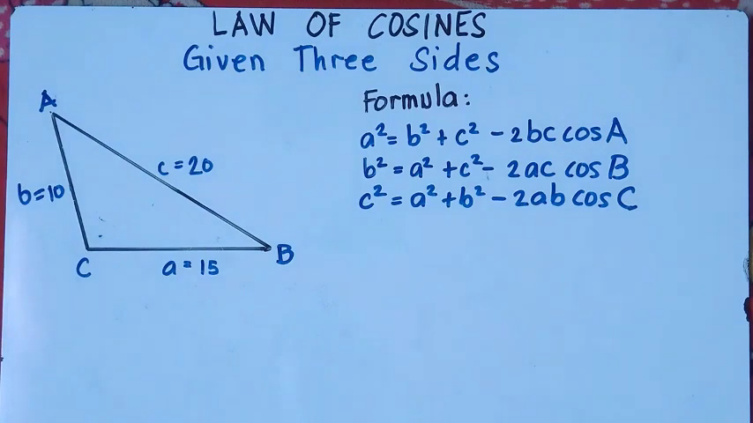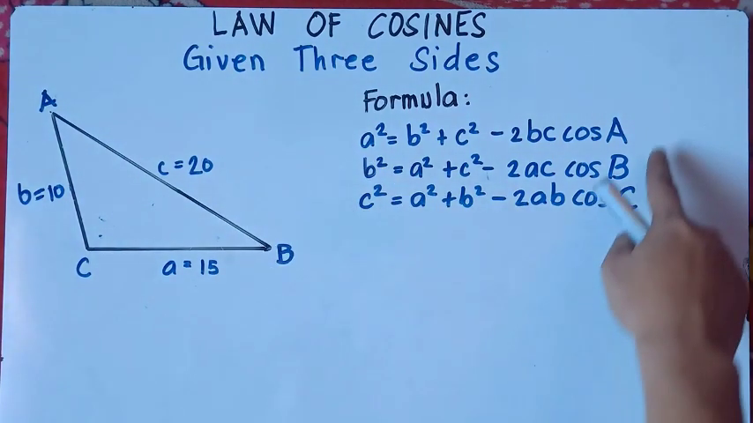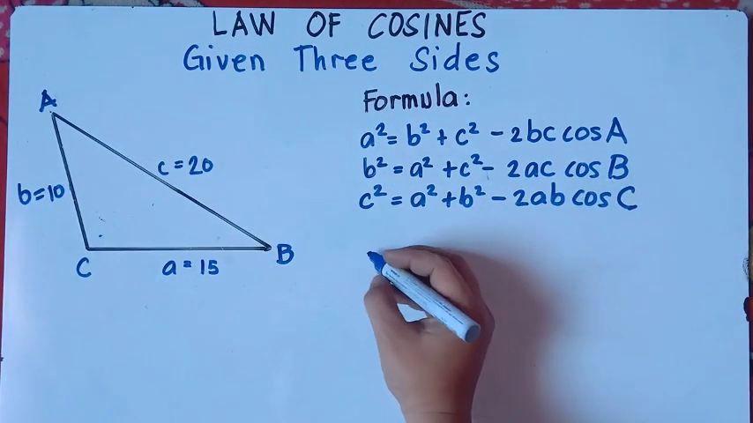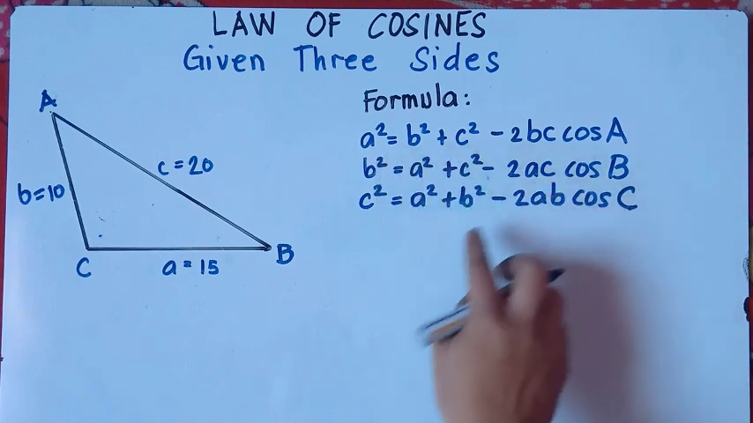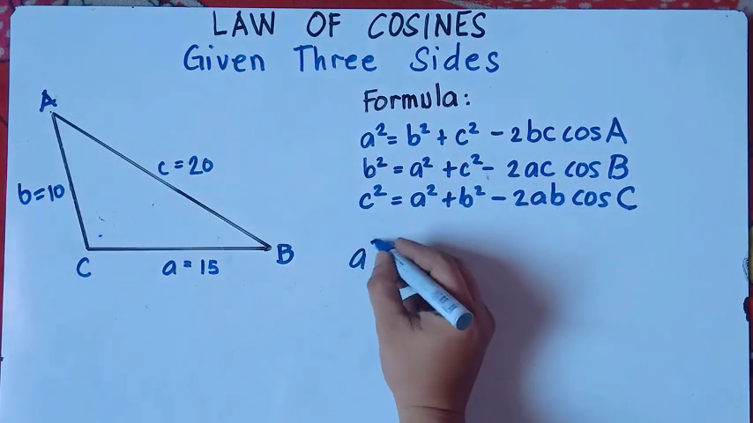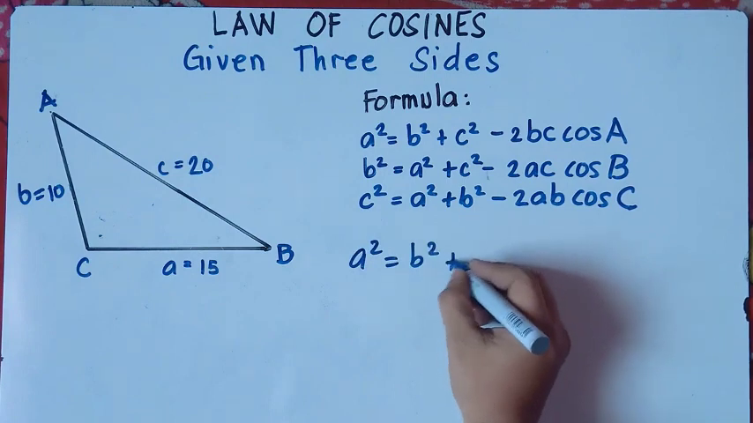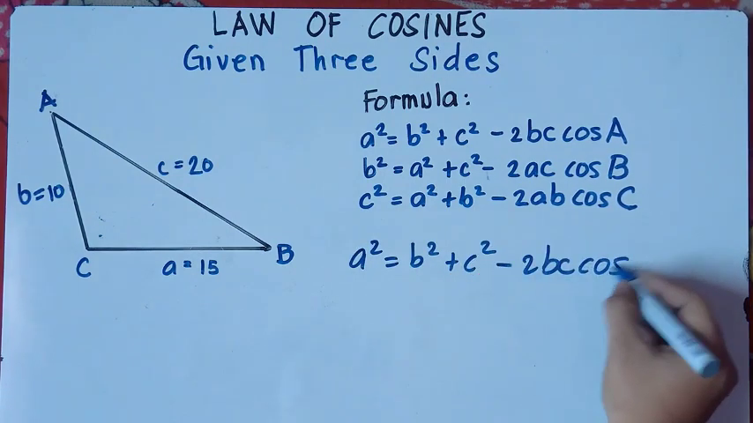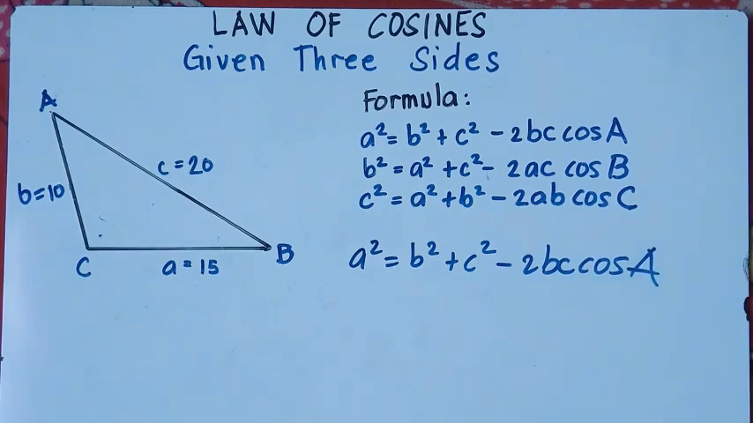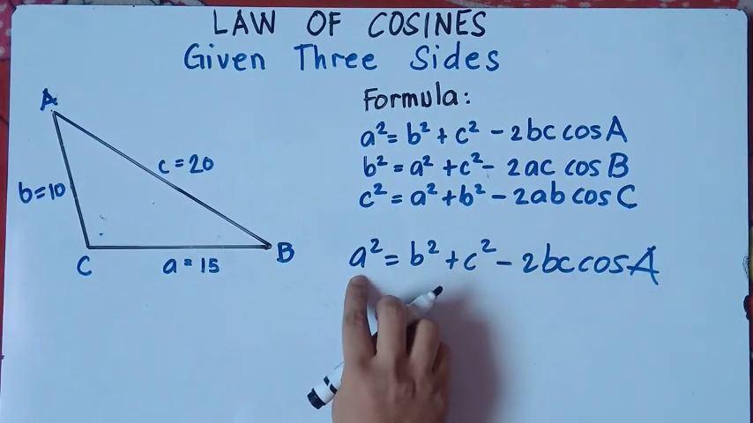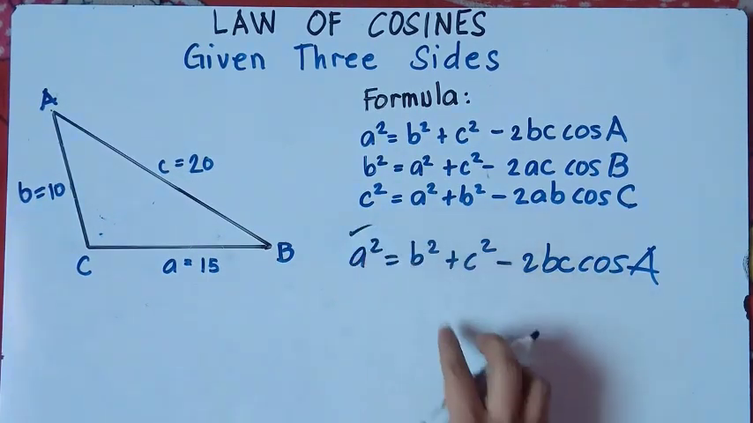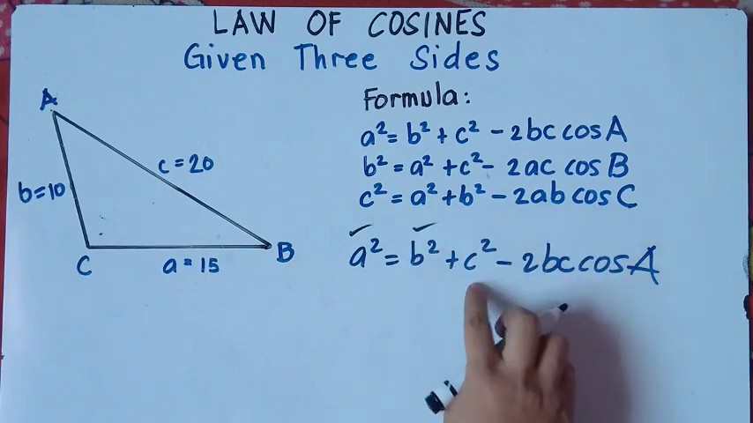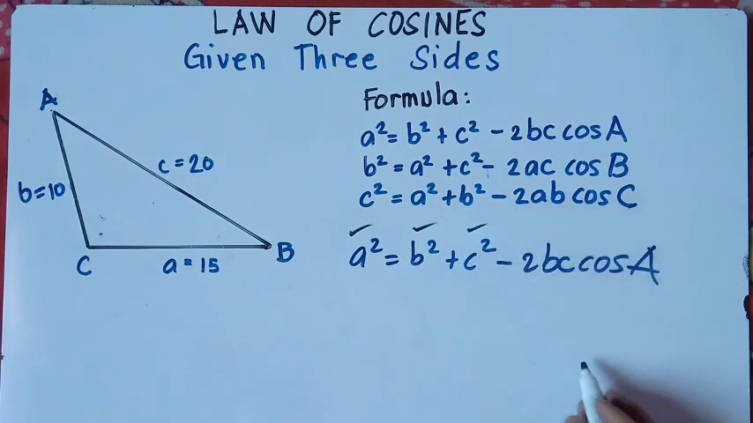So first, we try to use the first formula to see if we can find angle A. So let's check if we can use the formula. Let's write a squared equals b squared plus c squared minus 2bc cosine A. If there's only one unknown, we can use that formula. So let's check. Do we have the value of a? Yes, small a, 15. Do we have the value of b? Yes. How about side c? Yes, three sides are given.